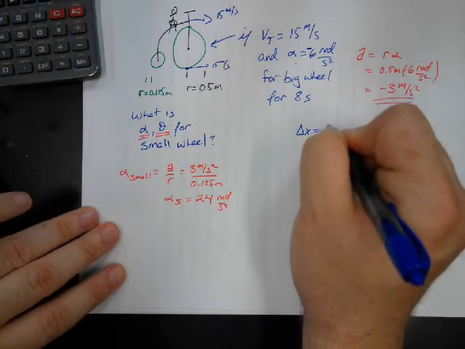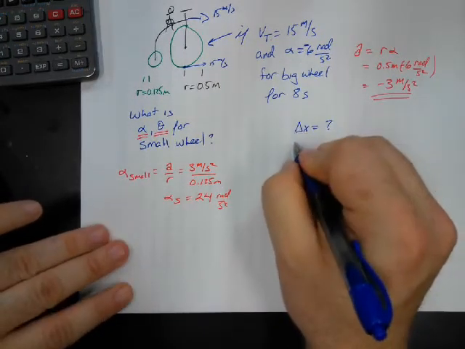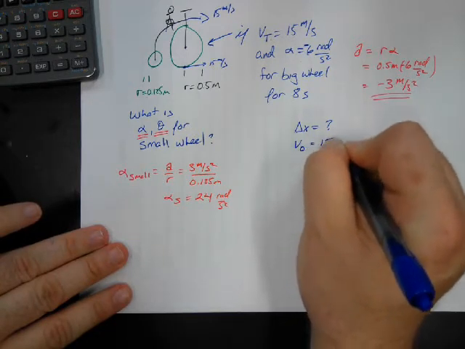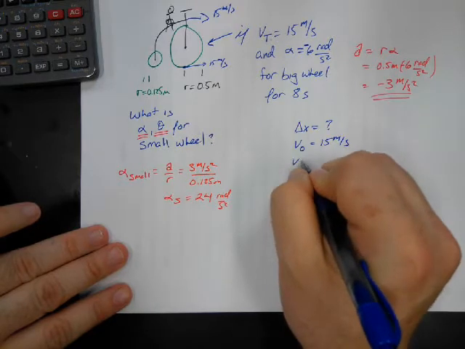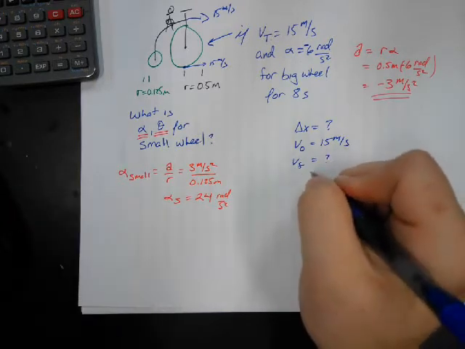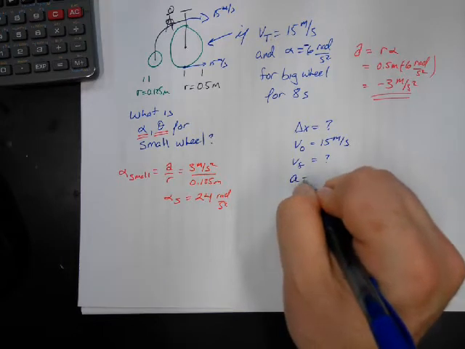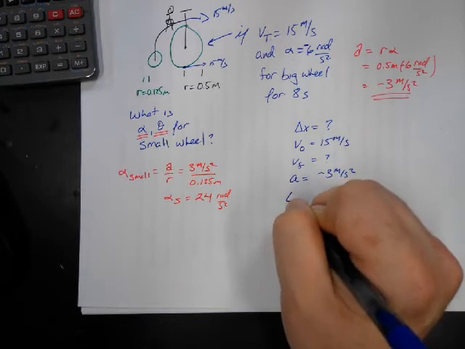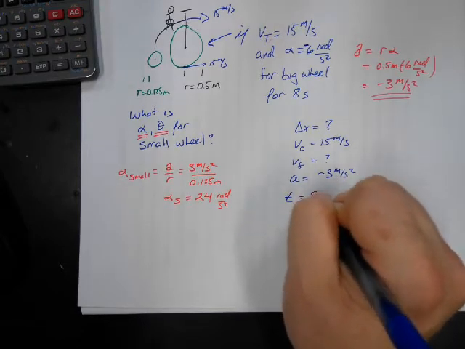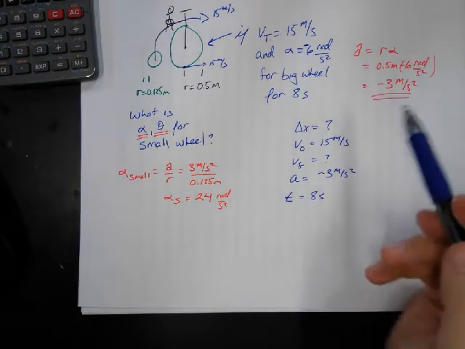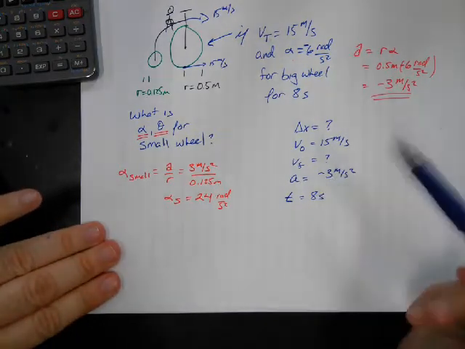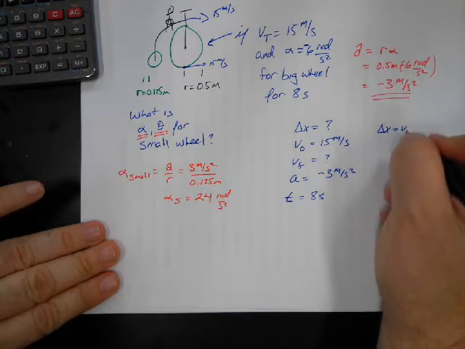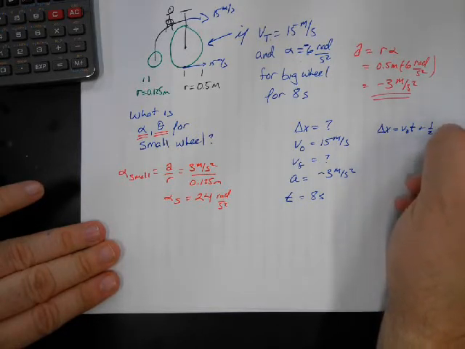Delta x is something. Our initial tangential velocity is 15 meters per second. Our final velocity we don't know. Our acceleration is minus 3 meters per second squared. And our time is going to be 8 seconds. So based on these things, we have initial velocity, acceleration, and time. This would be delta x is v initial t plus 1/2 a t squared.